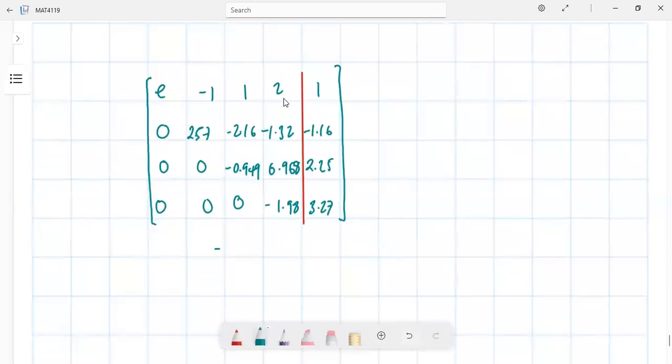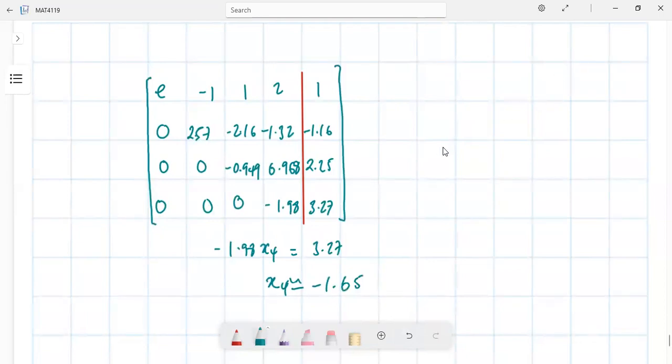So our first equation will be negative 1.98 times x4 should be equal to 3.27. Okay, so that will be our first equation. So what do we get from there? 3.27 divided by negative 1.98. So you're getting about negative 1.651, right? So x4 is approximately negative 1.65 to 3 digits, right?